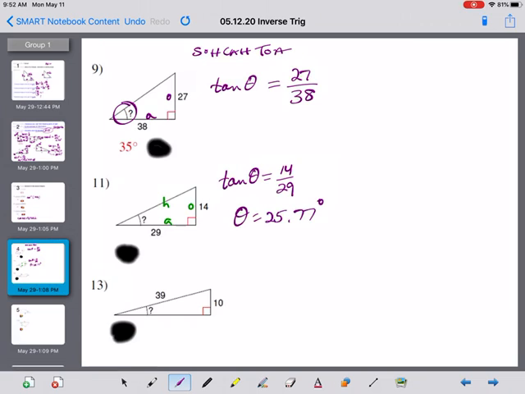Okay, 13, let's label. The 10 is the opposite leg, the 39 is the hypotenuse, it's the longest side. So OH, that's sine. Sine of theta equals 10 over 39. Type in your calculator. Inverse sine 10 over 39, 14.86 degrees.